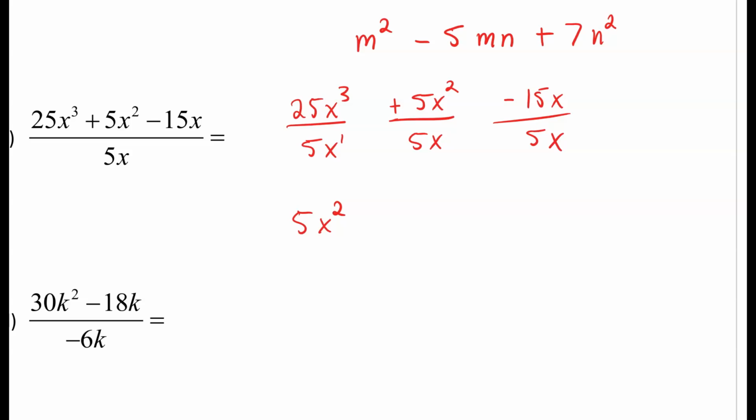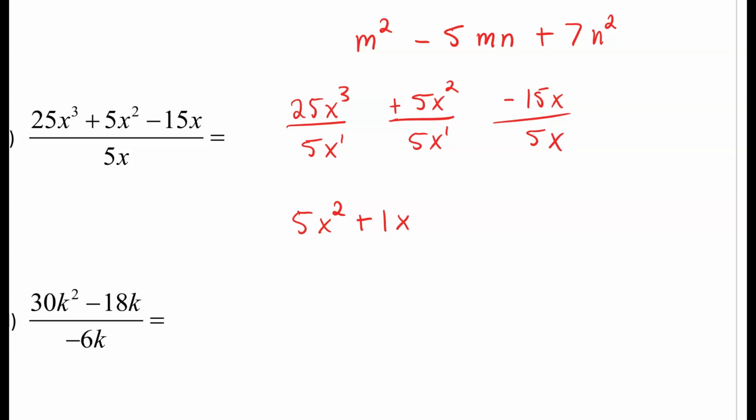Next, we have 5x squared over 5x. Well, 5 divided by 5 gets me 1. And we have a positive, because it's a positive divided by a positive, so it's plus 1. And then we have x squared over x. Well, remember, it's x to the power of 1. So 2 subtract 1 gets me x.